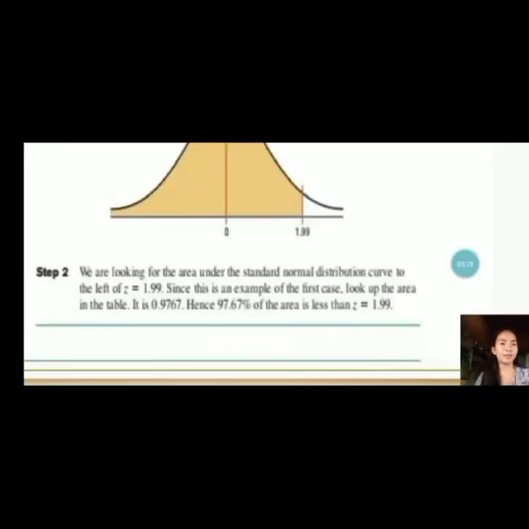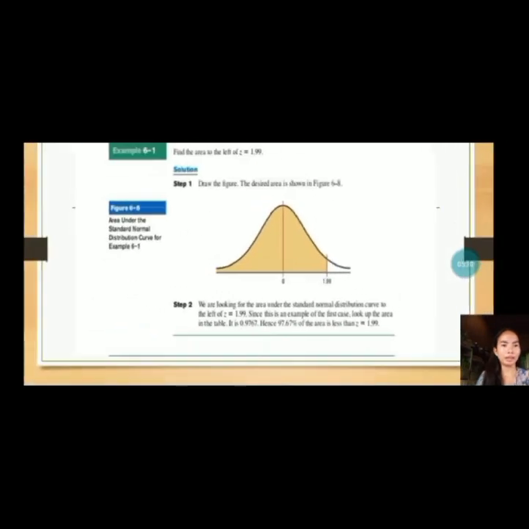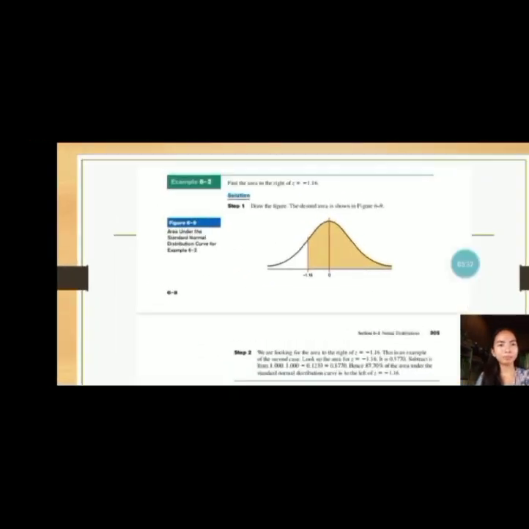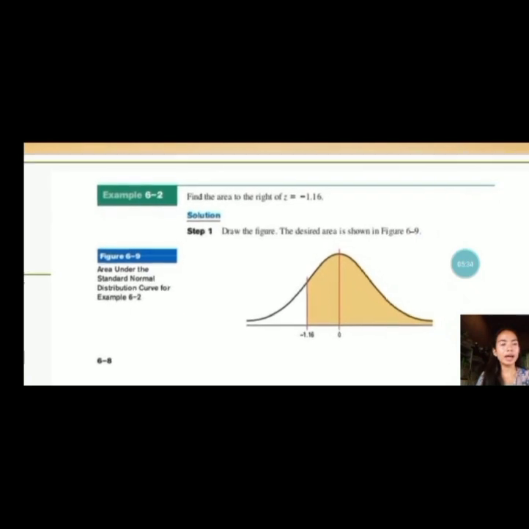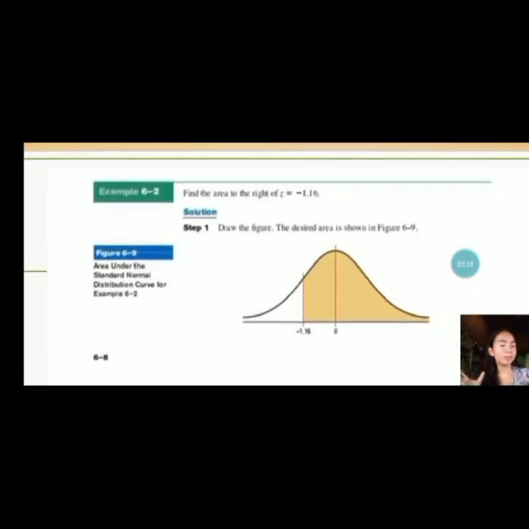Or 97.67%. Next. So, find the right. So, left man to. So, karon right side na naman tayo. So, right side, may copy ko din guys. So, right side is Z is equal to negative 1.16.